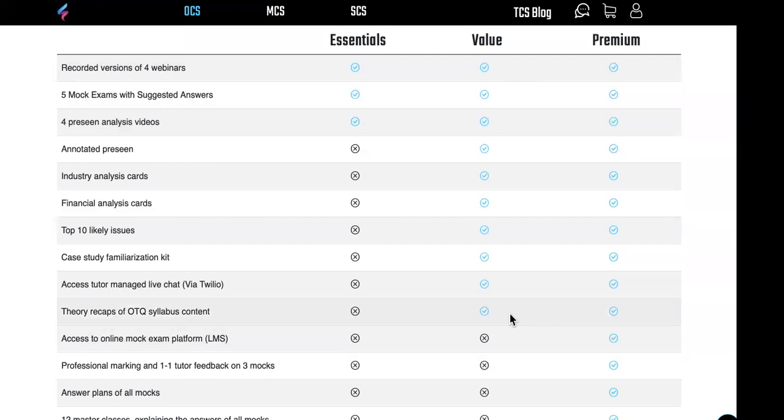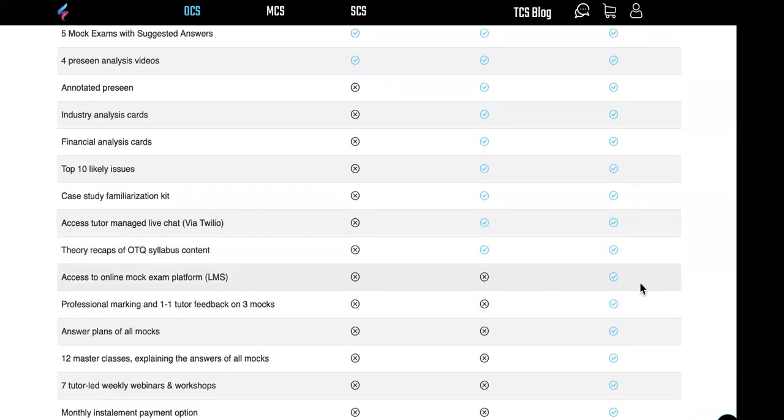And talking about the third package, which is the premium package, this comes with everything, all the material which falls under the value pack. Additionally, you'll get access to the online mock exam platform or the learning management system. As I told you earlier, when attempting all your 5 mocks, you can do it under exam conditions via our exam platform. And you will receive professional marking and one-to-one tutor feedback on mocks 3, 4, and 5.